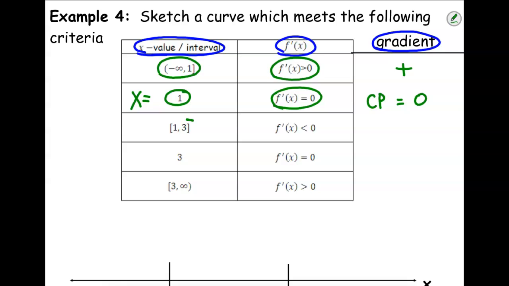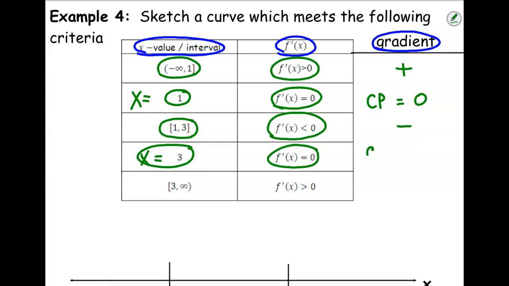All right, moving on. Next interval, between 1 and 3. When you evaluate the derivative function, you get a negative number. So your slope is negative. Then at x equals 3, your evaluation of your derivative function gives you 0. So you get another critical point. So the slope is going to be 0 there.